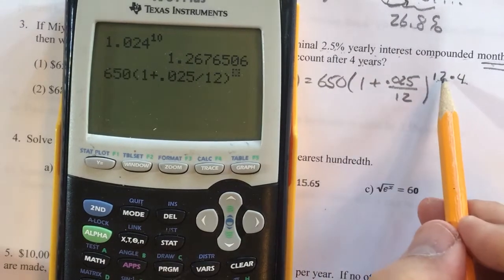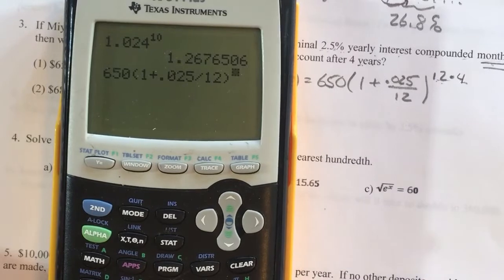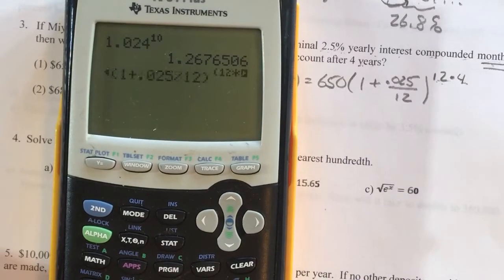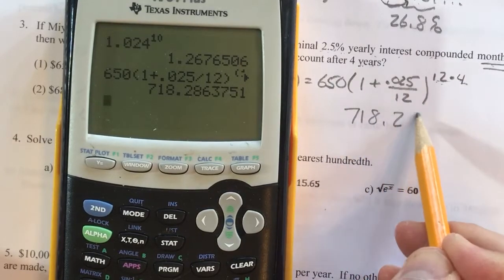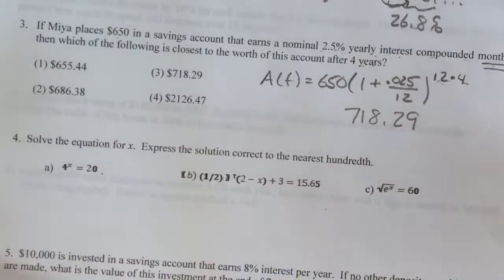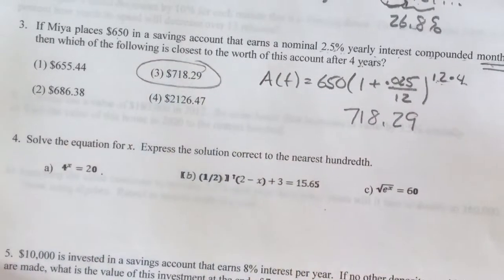Raised to the 12 times 4. So I'll put that in parentheses, 12 times 4. All right, I'm getting $718.29. There it is, choice 3.